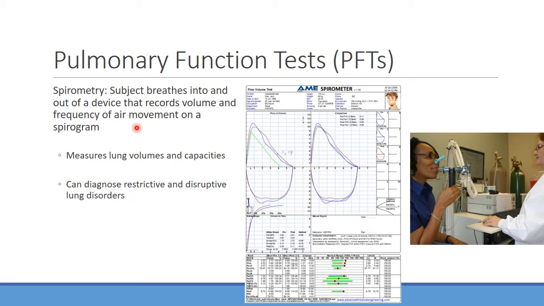And so we can use spirometry, where basically the subject is going to breathe into and out of a device that records that volume and also the frequency of the air movement on spirograms. So you can see the spirogram here is going to be detecting several different values, which I'll go into in a second. This also helps with measuring lung volumes and capacities for things like inspiration or expiration, and can help you to diagnose restrictive or obstructive lung diseases. So if you have a patient who has chronic obstructive pulmonary disease, this is going to be able to detect those changes over time as they get worse and worse if they don't stop smoking or whatever happens to be.